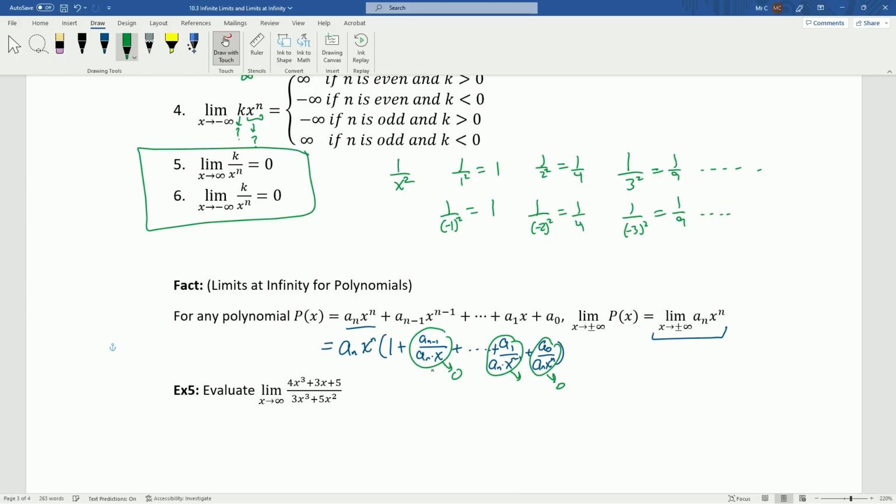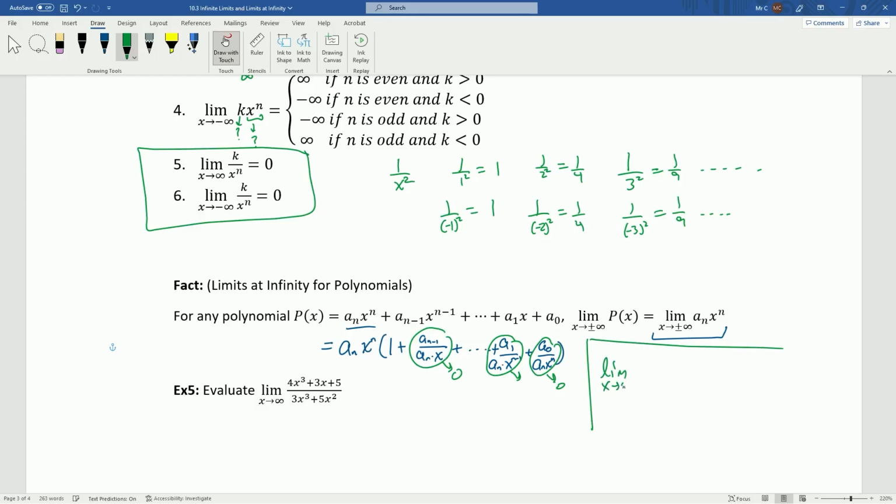So if these things all go to 0, then when I take the limit, I'm just getting this times 1, right? So that's why we can just treat the limit of these polynomials as the limit of the highest power term. So I'll do a quick example here. A little side example. We'll do a more proper example momentarily.